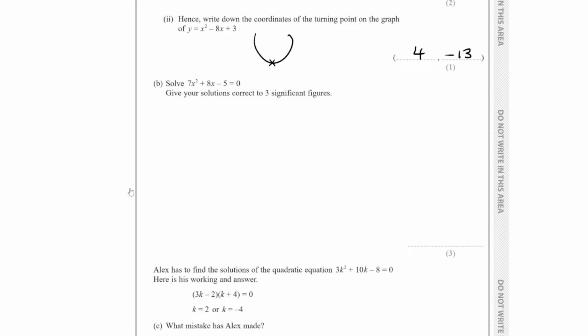Okay, part B. Solve 7x squared plus 8x minus 5 equals 0. Give your solutions correct to 3 significant figures. Now I feel like your first step for solving quadratics like this is normally factorizing. But do you see how they've told me: give your solutions correct to 3 significant figures? That tells me they're going to be a load of decimals, which tells me it's probably going to be very hard, if not impossible, to factorize. So I'm not even going to bother factorizing.